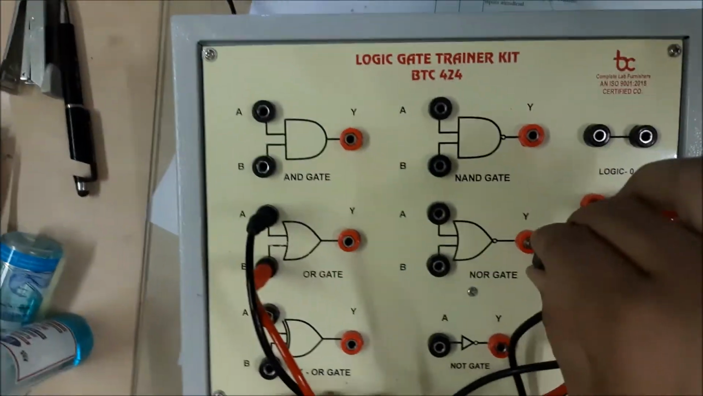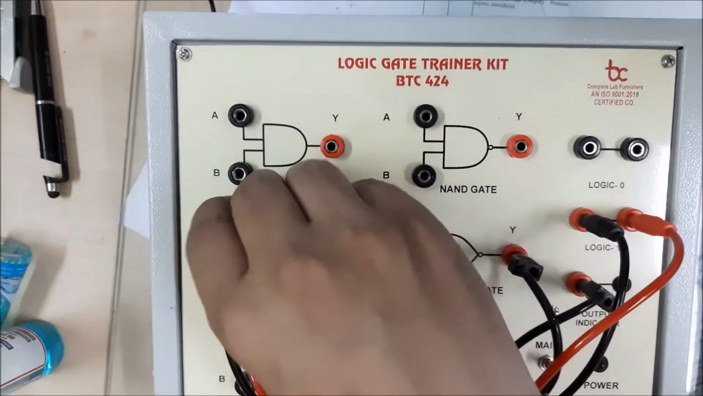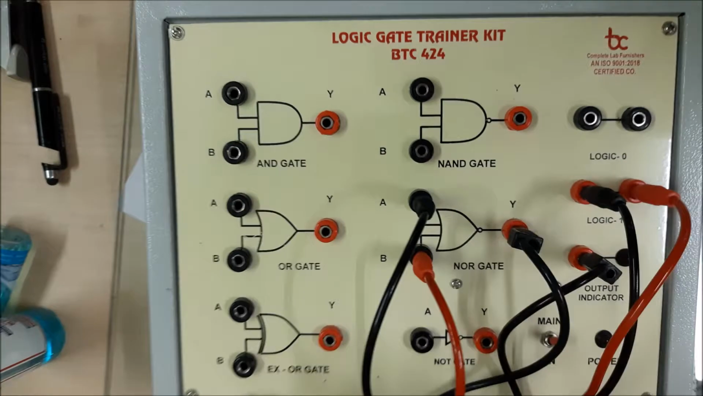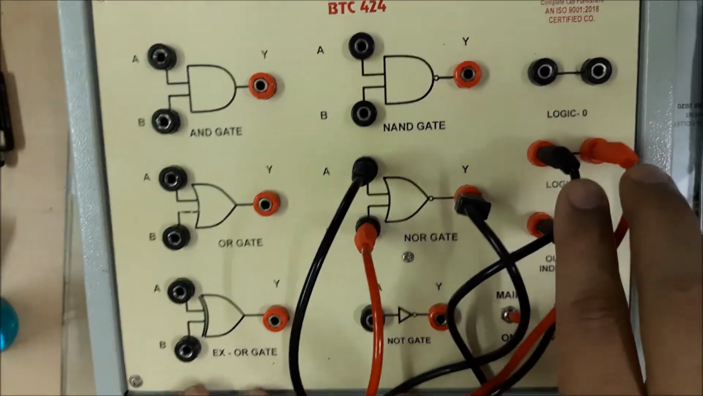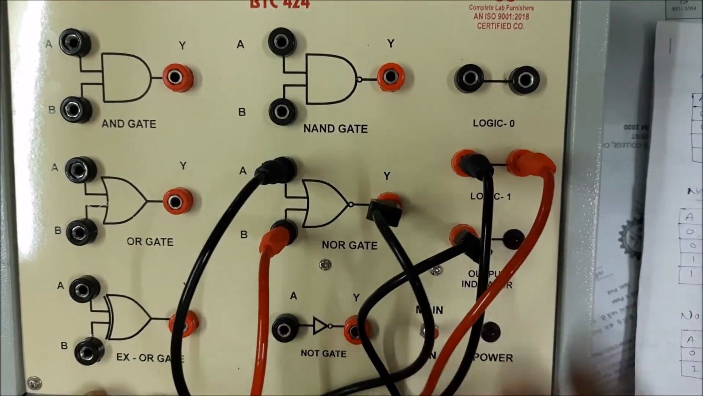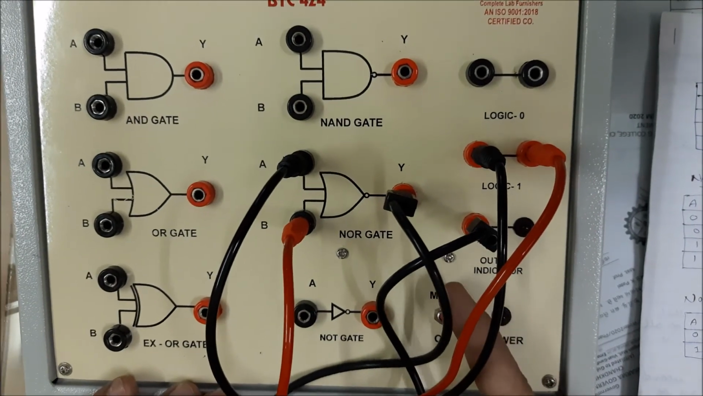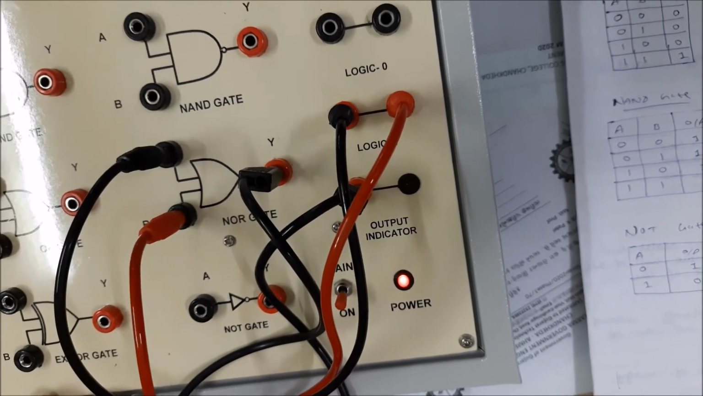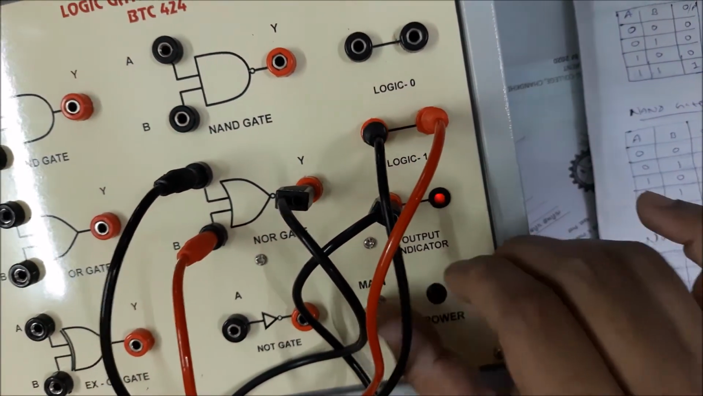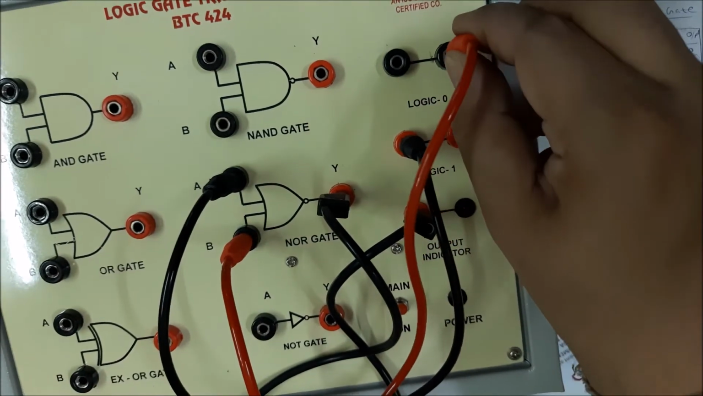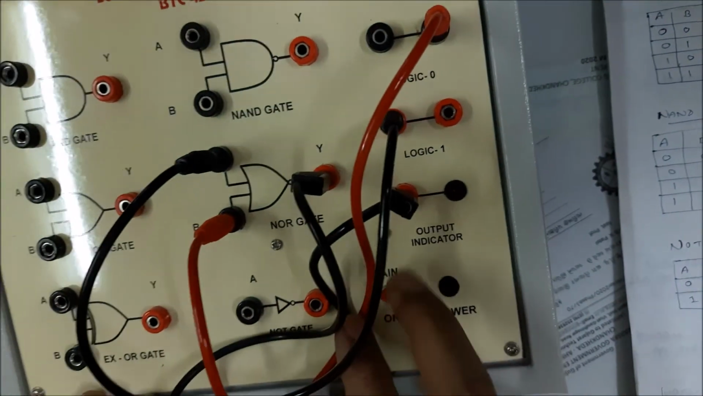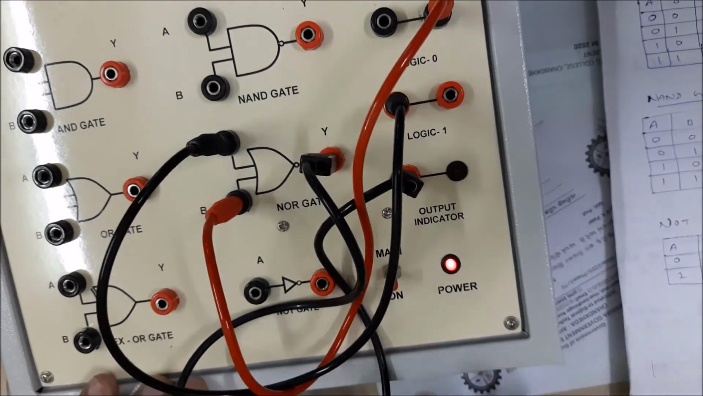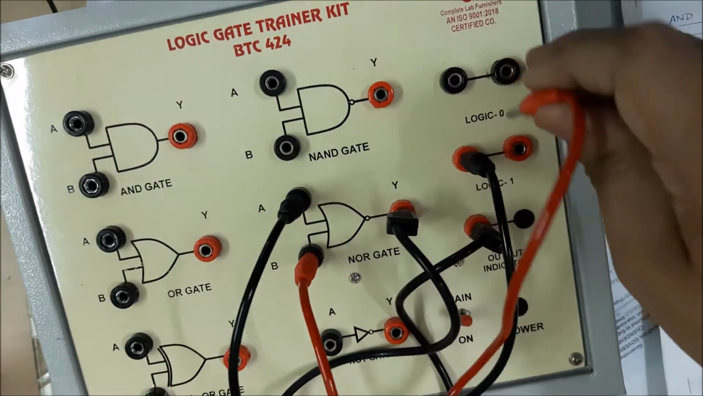Taking output of NOR gate to indicator. Inputs also I am changing. So right now both the inputs that we have given are logic 1. So when I switch it on, my output indicator will show 0. Now I am changing input B to 0, but because my other input is 1, again I am going to get 0.